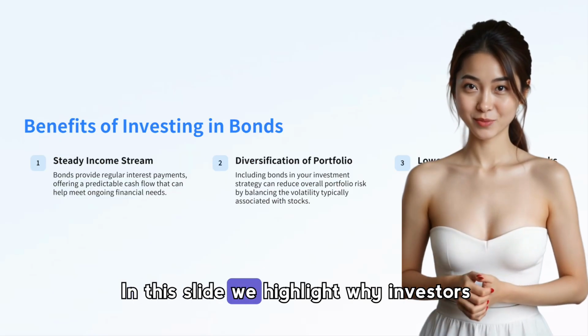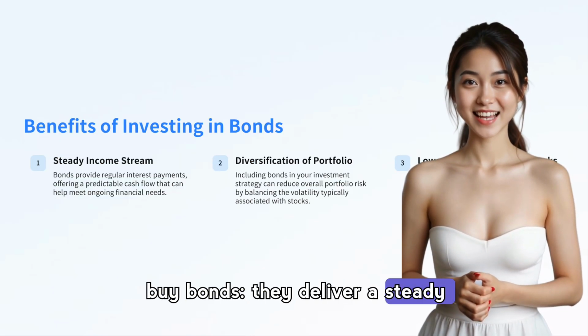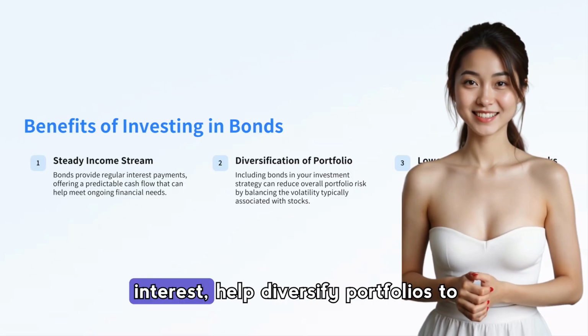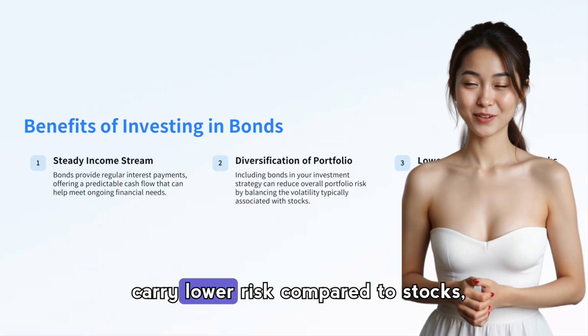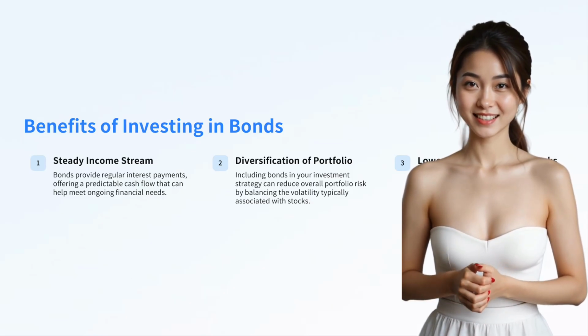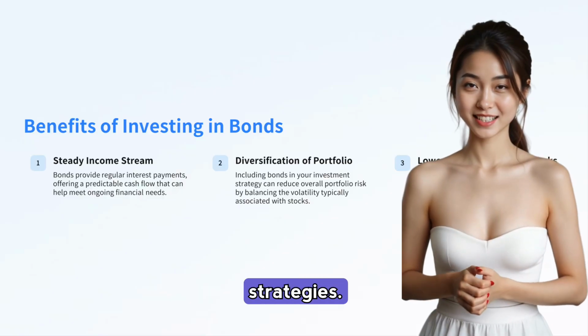In this slide, we highlight why investors buy bonds. They deliver a steady income stream through regular interest, help diversify portfolios to reduce overall volatility, and generally carry lower risk compared to stocks, making them attractive for conservative or income-focused strategies.